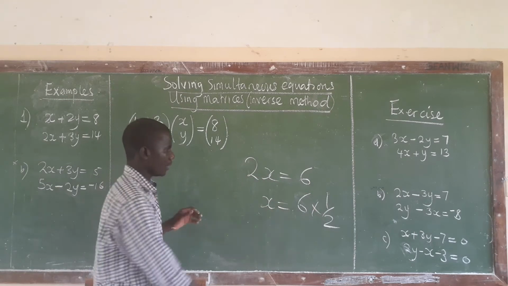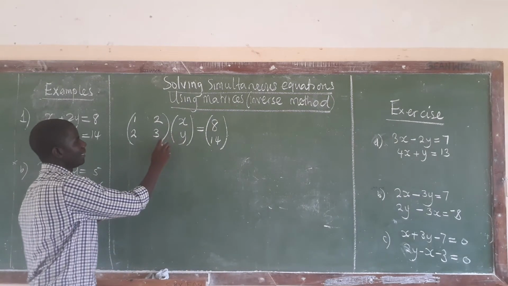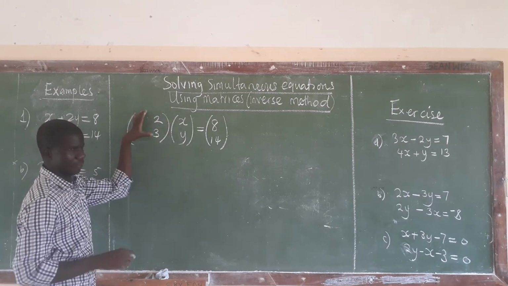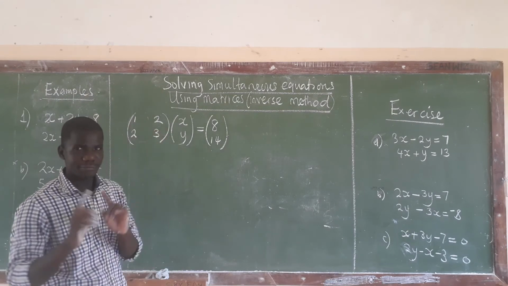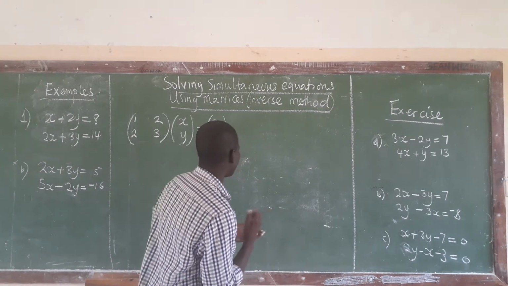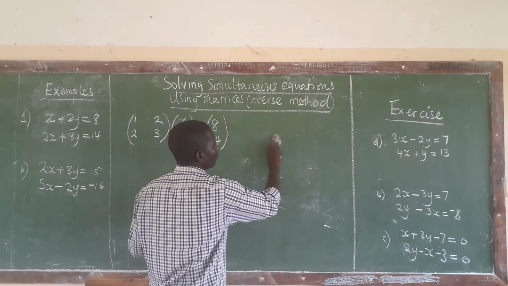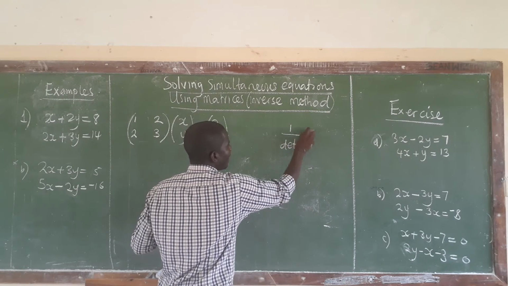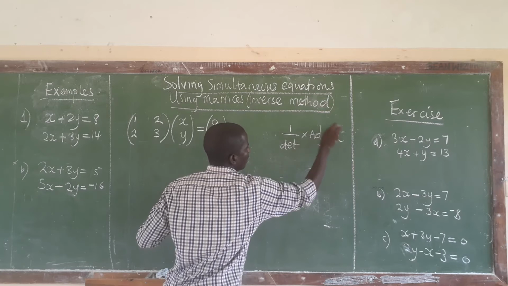So that is the same thing that we are doing here. So the first thing that we are supposed to do is to get, first of all, the inverse of this matrix. Please pay attention. That is very important. How do we get the inverse of this matrix? You know that the inverse of this matrix is equal to 1 over its determinant multiplied by its adjoint. Okay?